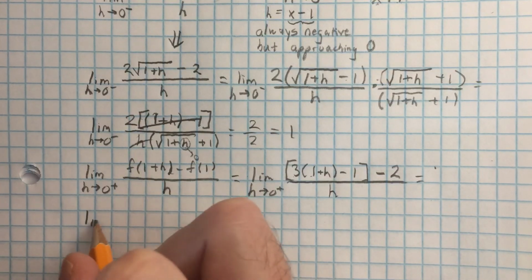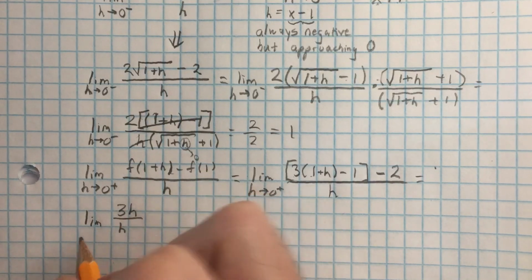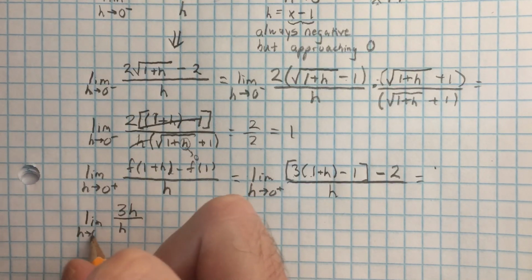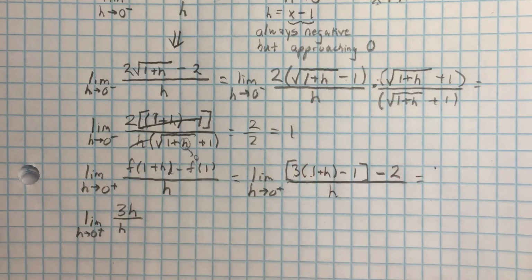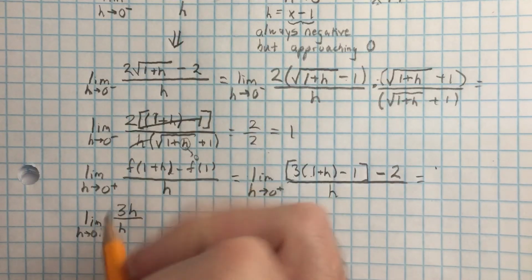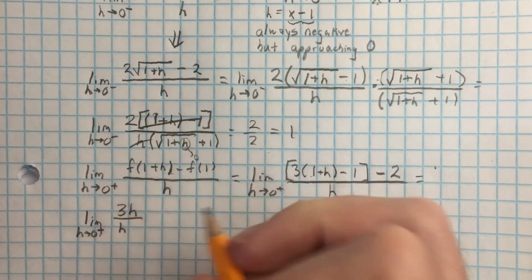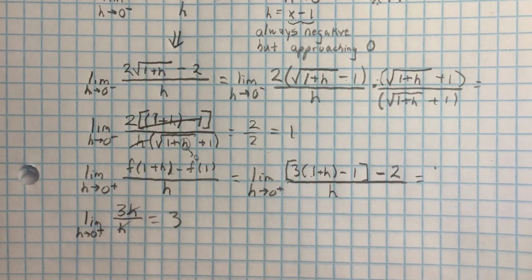The h's will, of course, cancel again, which is our algebraic goal for these difference quotients. That's a little too cross-like there for my taste. Let's just make that there. And we have 3. So that's the slope of the blue again.